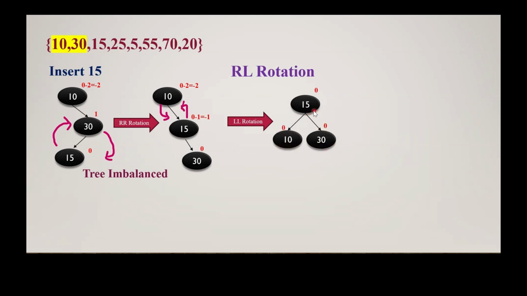Now after that we have to calculate the height of the left subtree minus the height of the right subtree. So it is 0. The balancing factor of each and every node is 0, so it is a balanced tree. So we got the AVL tree of only 3 elements: 10, 30, 15. The next element we have to insert is 25. So these 3 elements are over.